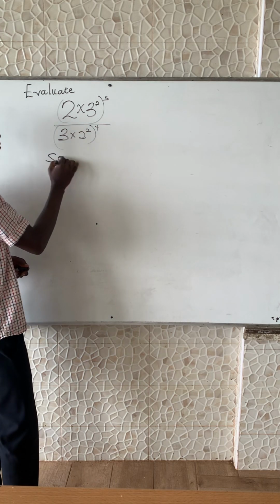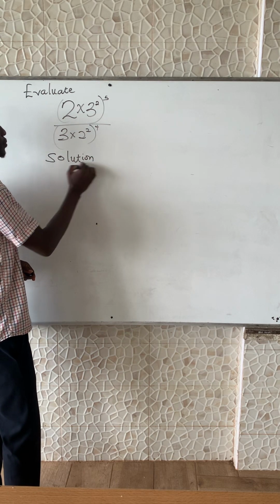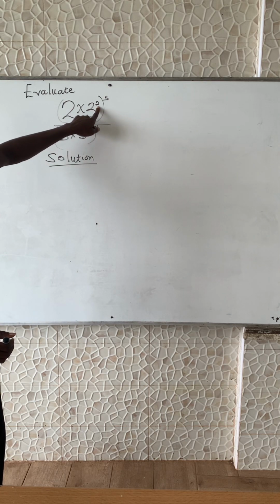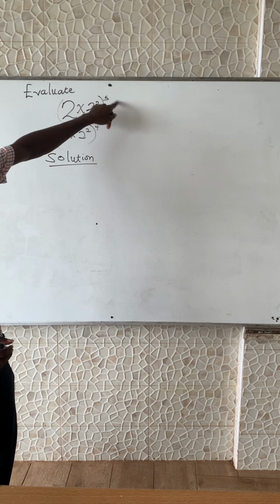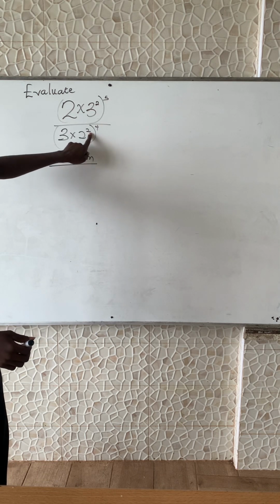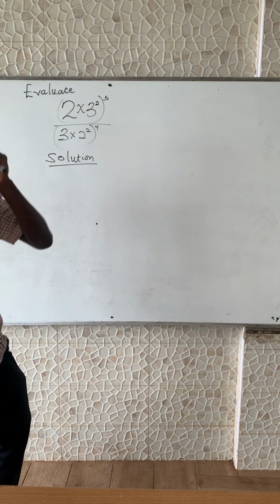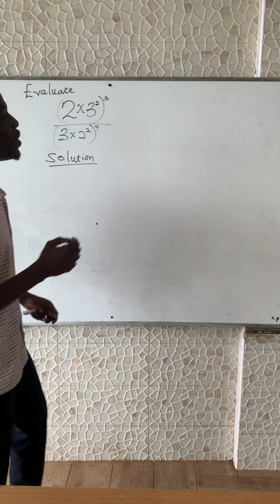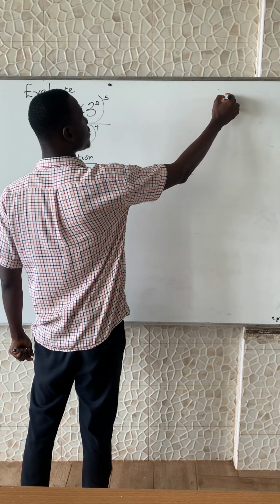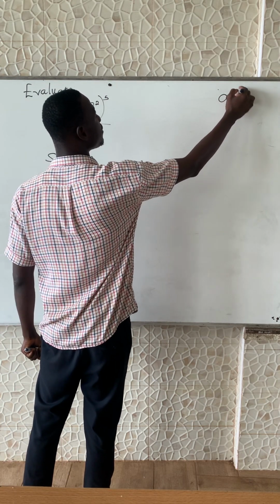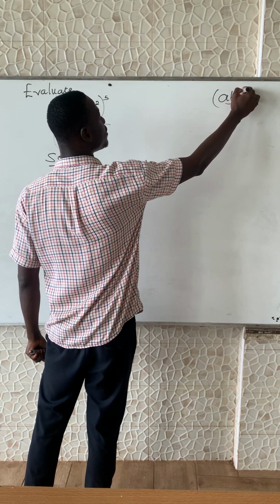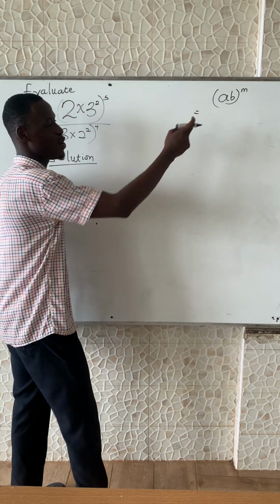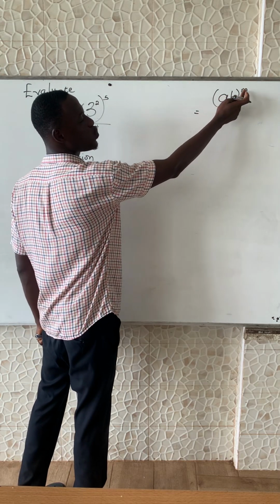Alright, so let's start off. So we have (2 times 3 exponent 2) all exponent 5, divided by (3 times 2 exponent 2) all exponent 4. Alright, we can recall there is this law of indices which says that if we have 2 numbers that have an exponent, then this is better solved by apportioning the exponent to each of these numbers.